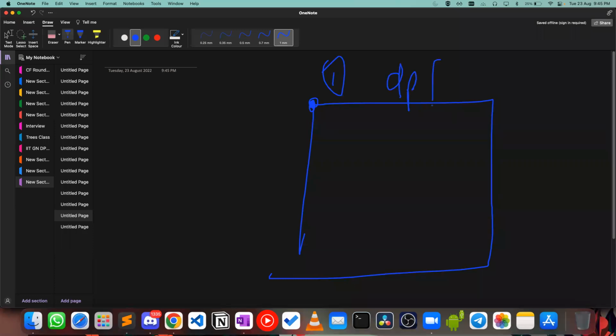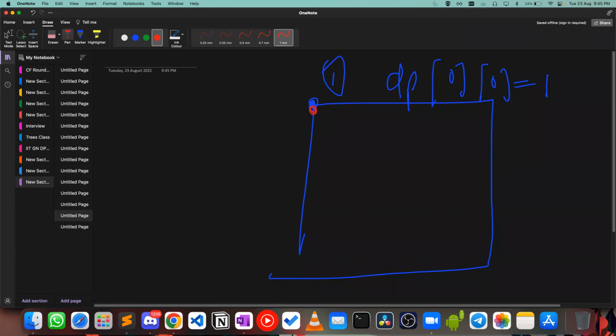So can I say dp of 0 comma 0 is equal to 1? Going from 0 comma 0 to 0 comma 0 is 1. Would this base case be fine? Right? Now tell me one thing, if this 0 comma 0 itself had a trap, can I now say that going from 0 comma 0 to 0 comma 0 is 1? I cannot even get to 0 comma 0 because it already contains a trap. So then can I say dp of 0 comma 0 is equal to 1?